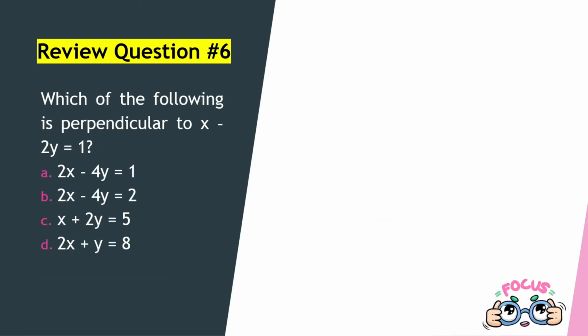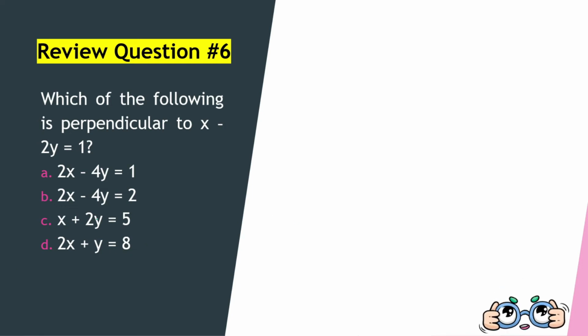Question number 6. Which of the following is perpendicular to x minus 2y equals 1? A, 2x minus 4y equals 1. B, 2x minus 4y equals 2. Or C, x plus 2y equals 5. Or D, 2x plus y equals 8.